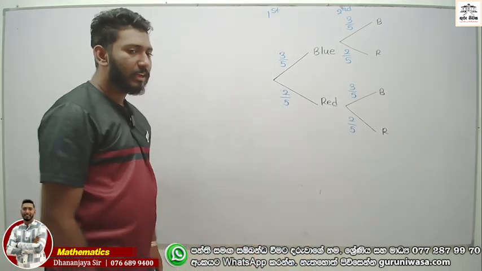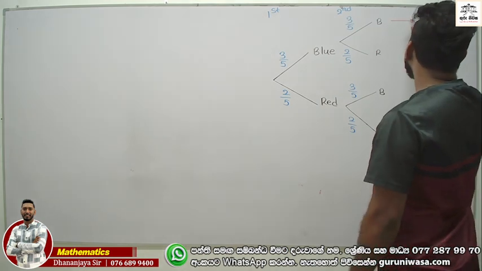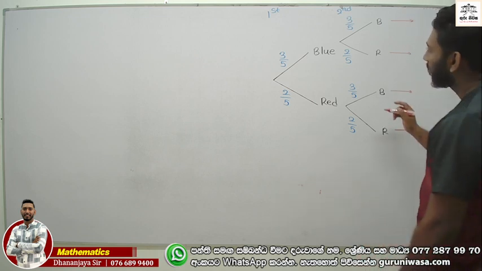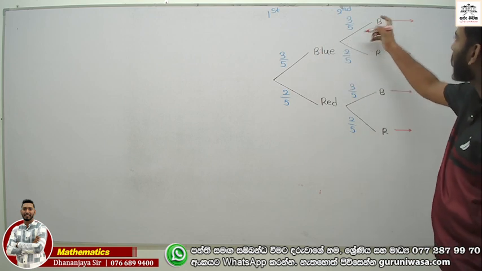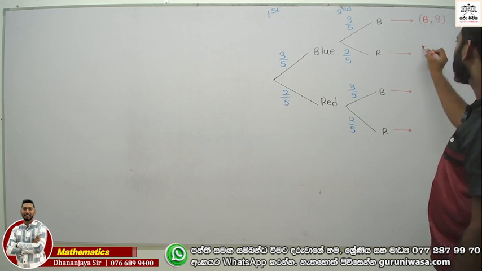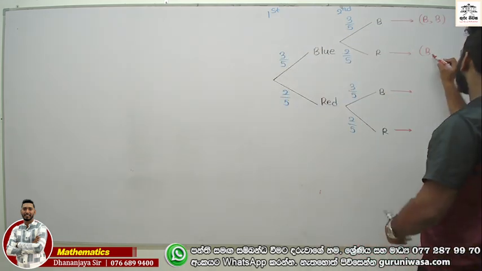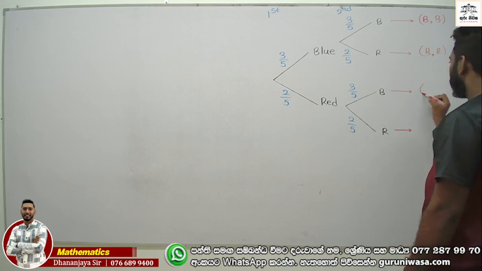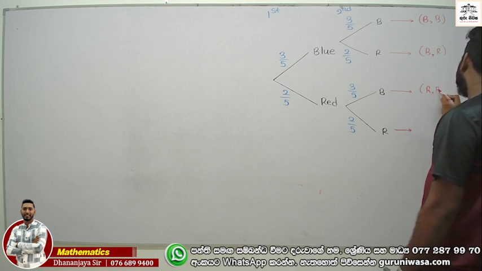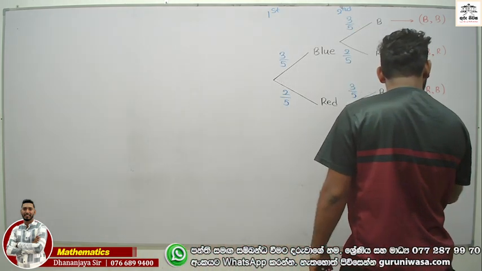The color has to be different. Now tell me the outputs. There are four outputs. First one blue color, second one blue color, so I write BB, blue and blue. Second one, first taking is blue and then red, blue and red. This one, red and blue. And this one, red and red.